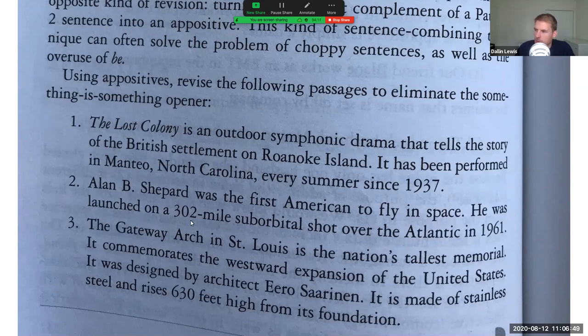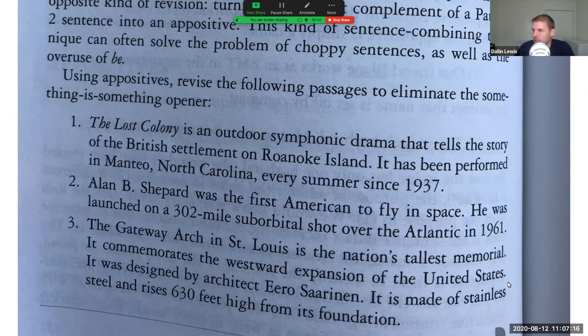Alan B. Shepard was the first American to fly in space. He was launched on a 302-mile suborbital shot over the Atlantic in 1961. I would probably write, Alan Shepard, the first American to fly in space, was launched on a and so forth. Or I could say, the first American to fly in space, Alan Shepard, was launched on a and so forth.